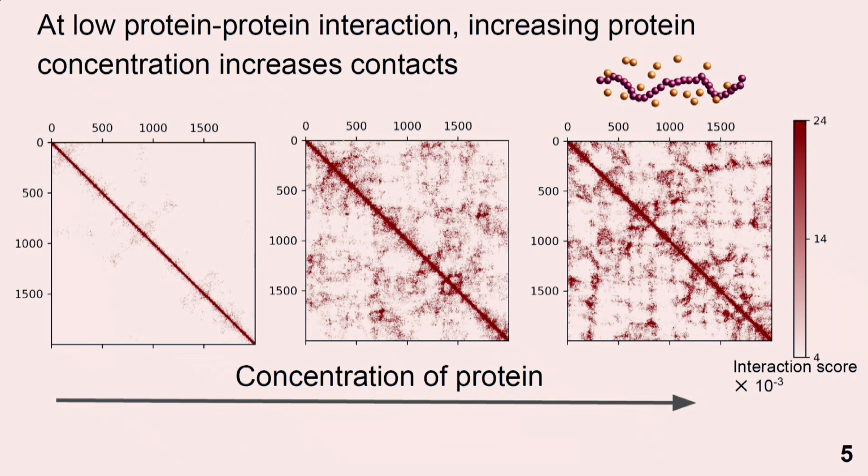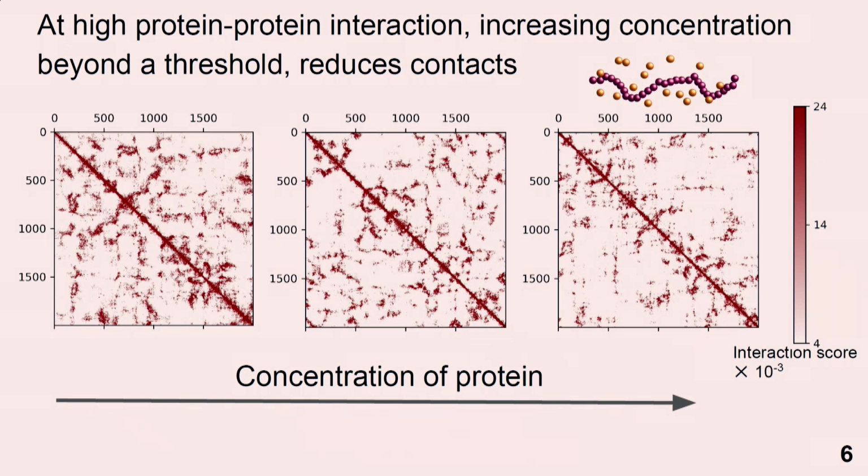In the first case, I have this homopolymeric system, completely A, and I increase the concentration of the yellow protein molecules. I look at the contacts between different beads on the model chromosome. You see progressively higher and higher contacts with increasing concentration, which is not very surprising. You increase the molecules that bring different segments of the polymer together, and you see more and more contact.